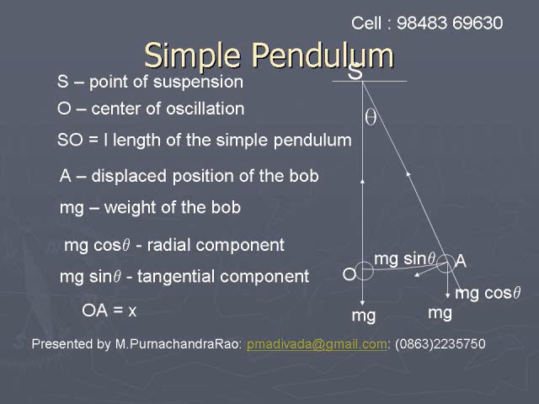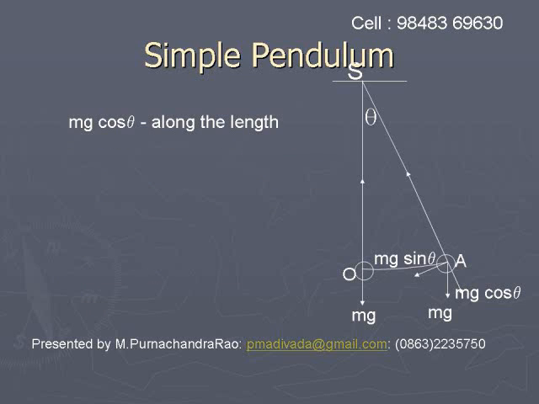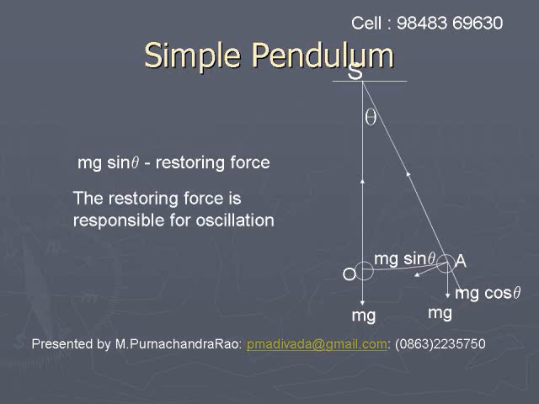When the bob is in the displaced position, its weight mg acts vertically downwards, and this force, the weight of the bob, will be resolved into two components. One is along the radius, that is mg cos theta. The other one is perpendicular to the length of the string in the displaced position, mg sin theta. mg cos theta creates tension in the string, and mg sin theta tries to restore the bob to its original position. This force will be responsible for the oscillation of the bob of the simple pendulum.